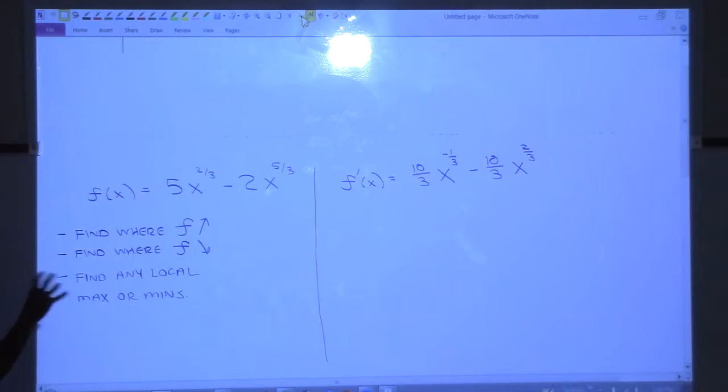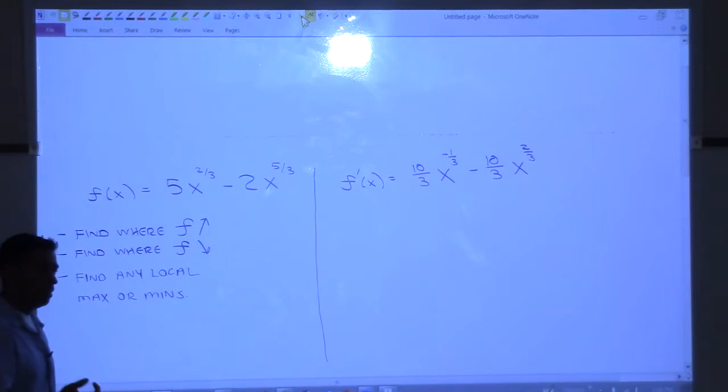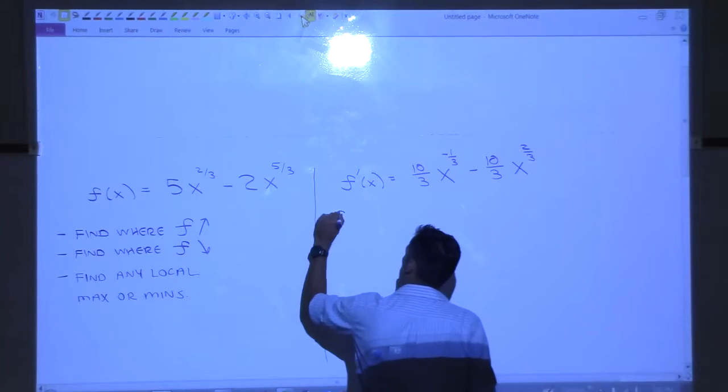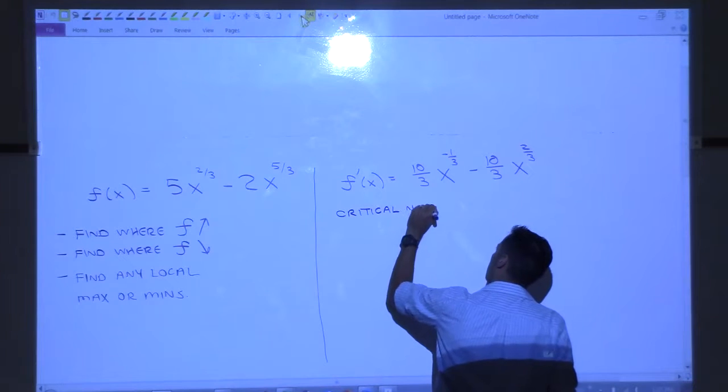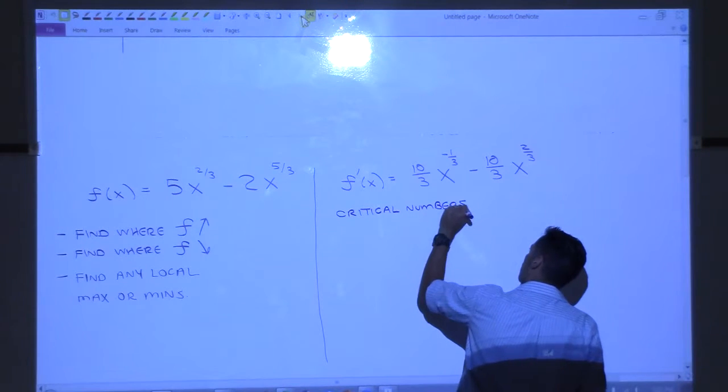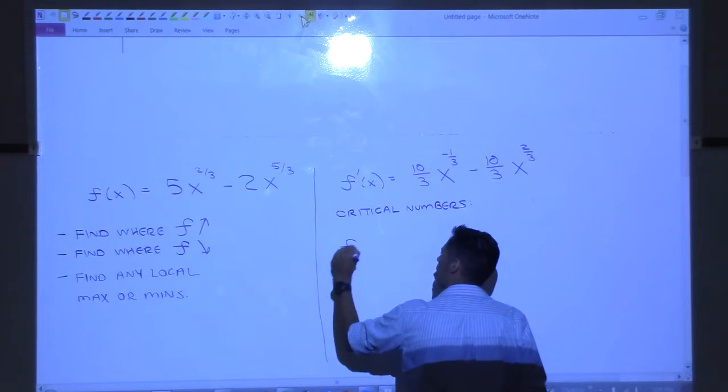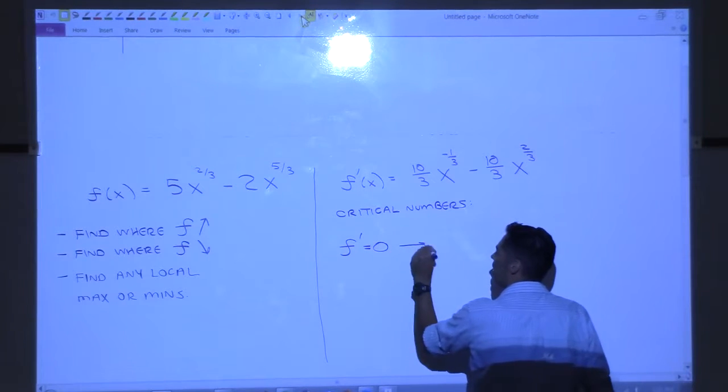Okay, so what are we going to do with that derivative? Set it to 0 and figure out if it's ever undefined, right? So keep in mind here, when we're setting the derivative equal to 0 and finding where it's undefined, we're really looking for the critical numbers. That's what they're called, right? So we're trying to find the critical numbers right now. So to find the critical numbers, we're going to set the derivative equal to 0 first. So let's go ahead and take care of that.